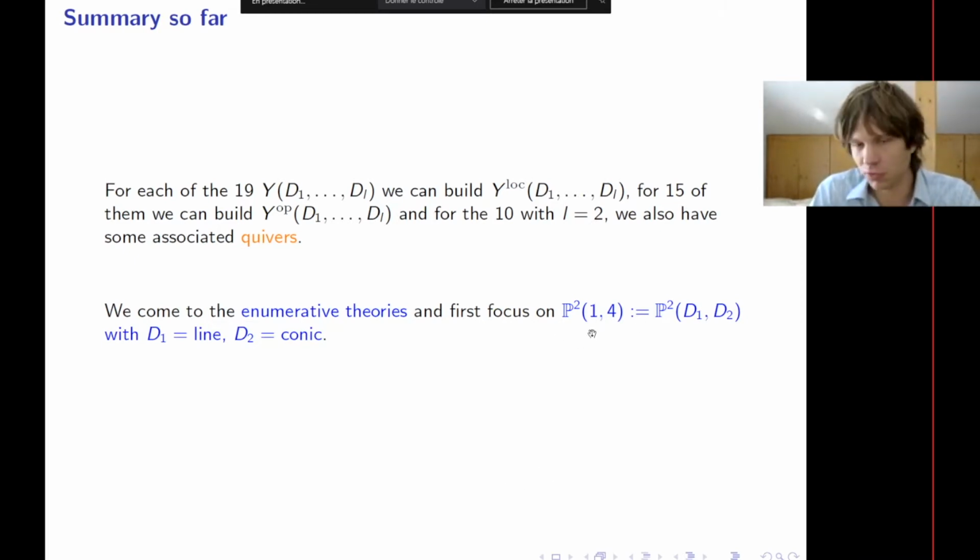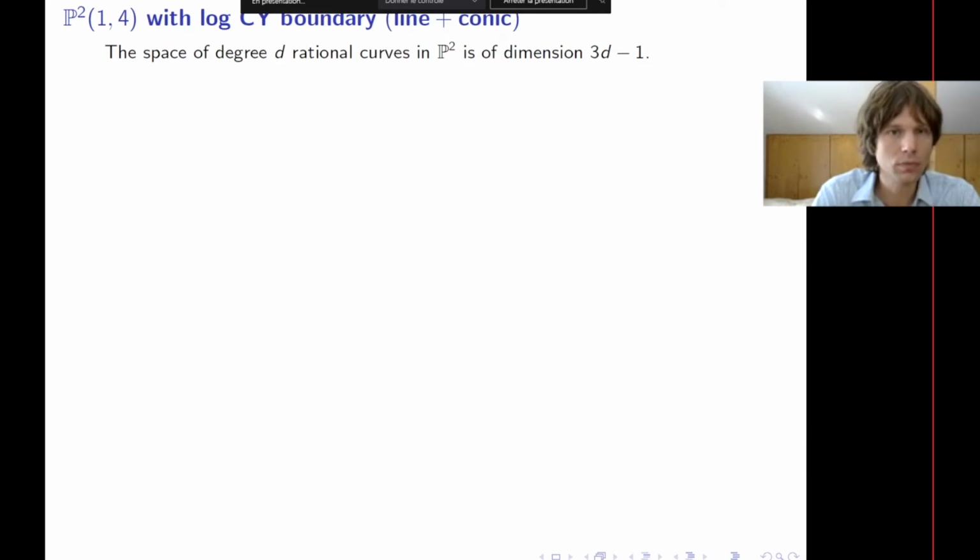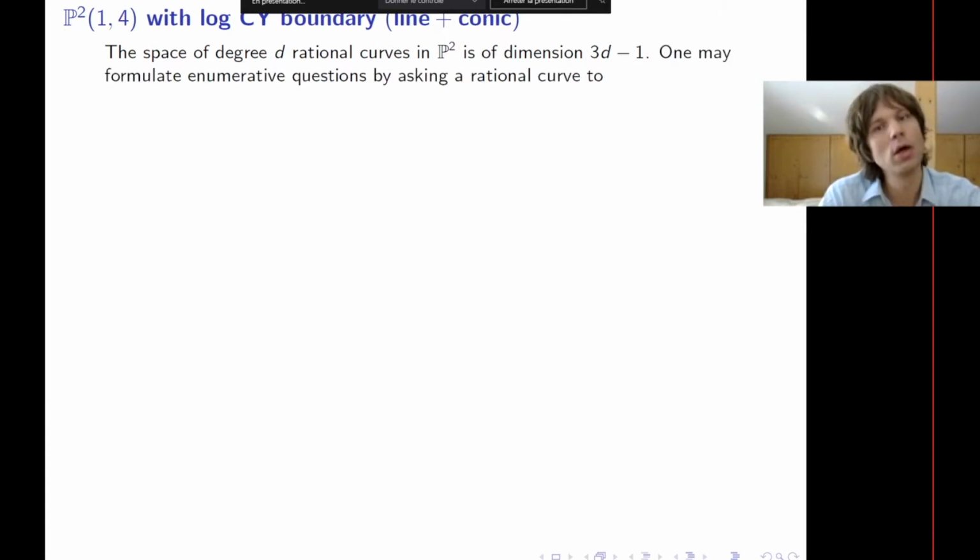And so first I will just focus on P2 14, which is P2 with D1 a line and D2 a conic. So this is P2 with log Calabi-Yau boundary given by a line and a conic. And so the first invariants I'm going to introduce are the log Gromov-Witten invariants of maximal tangency. So for this, if we were looking at degree D rational curves in P2, the space of these is of dimension 3D minus 1. And then in order to actually formulate enumerative questions, we need to impose some conditions.